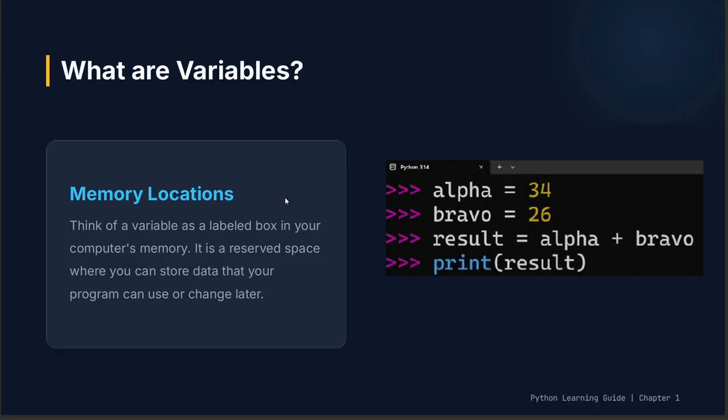So what are variables? Think of a variable as a label box in your computer's memory. It is a reserved space where you can store data in your program, to use or change later. In this case, I have two variables: a variable named alpha, which has the number 34 stored inside it, and another variable named Bravo, with the number 26 stored in it. Here we have result equals alpha plus Bravo, and we are printing the result. So think of variables as a place where you store data.